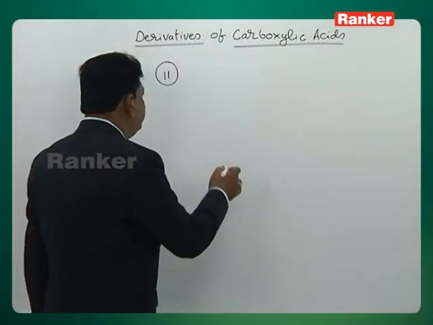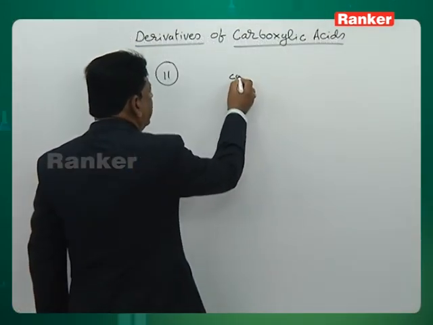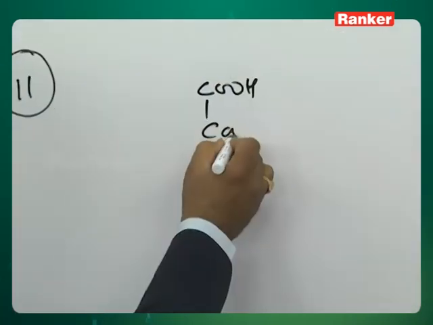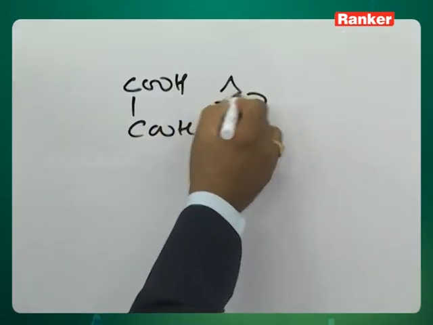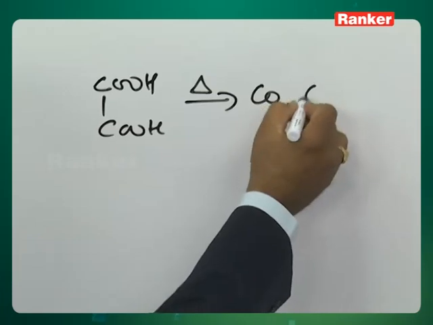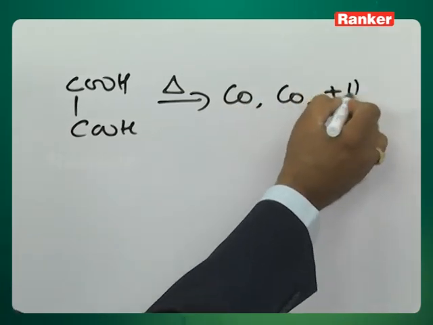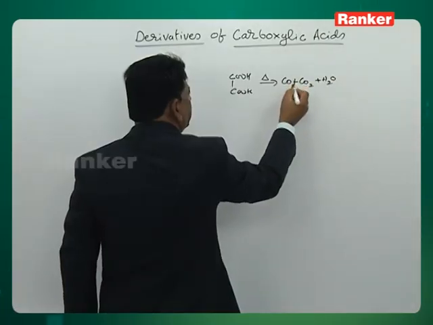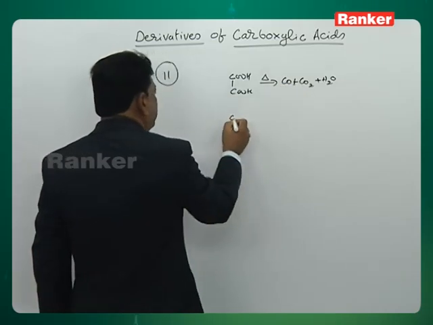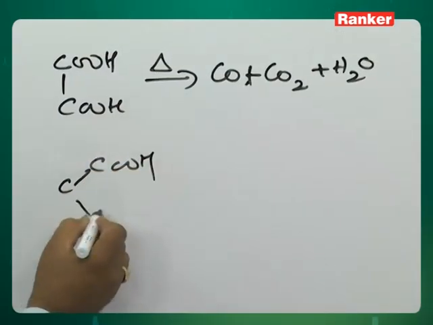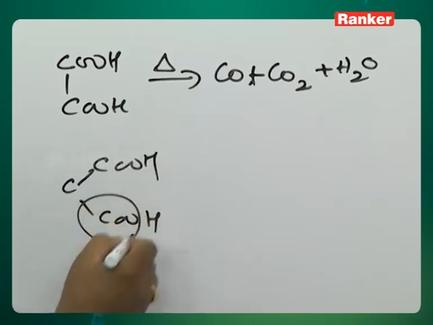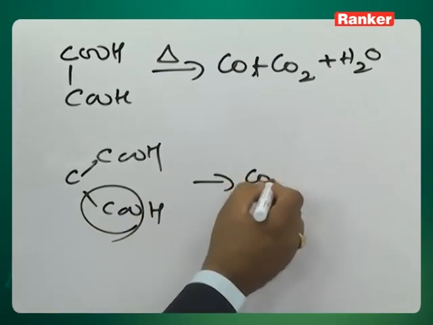Here we have a pyrolysis reaction of dicarboxylic acids. When oxalic acid is heated, you will get carbon monoxide, carbon dioxide and water. These are the three pieces you will get when it is heated. When malonic acid is heated, one CO2 will be removed and you will get acetic acid.